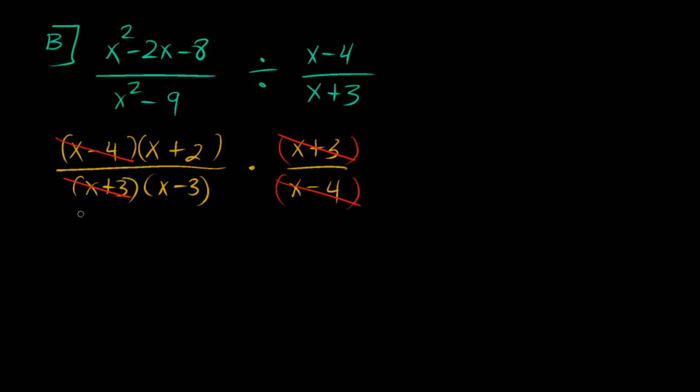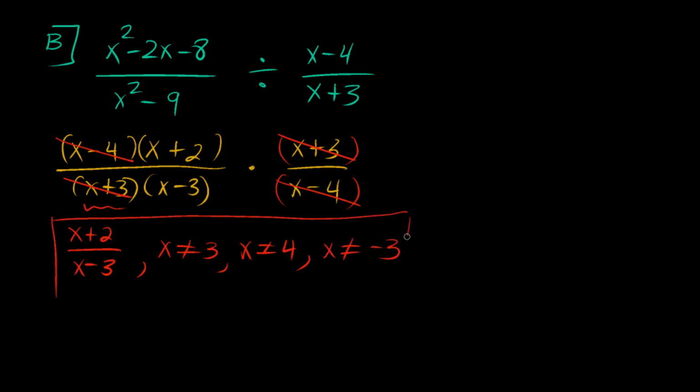So our simplified answer here is going to be x plus 2 over x minus 3. And for restrictions, we see that x cannot be 3, x can't be 4, and x can't be negative 3. And that would be your answer.